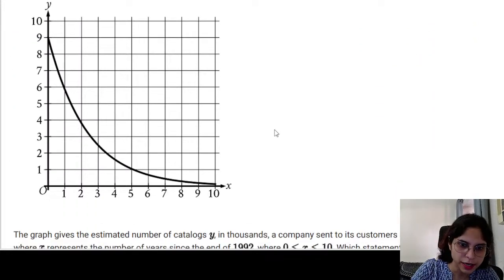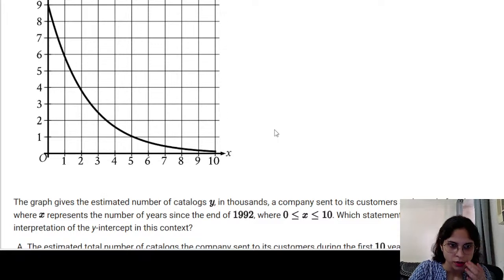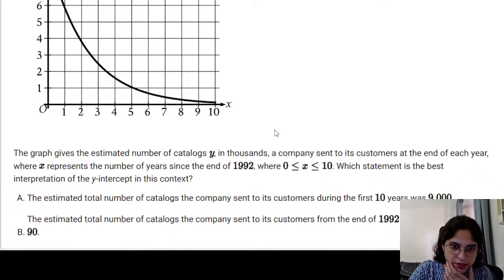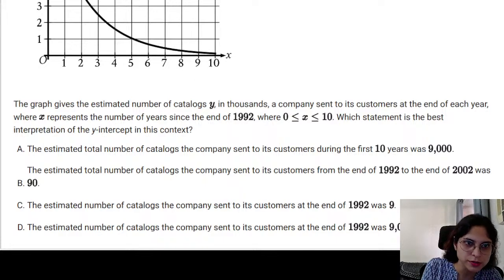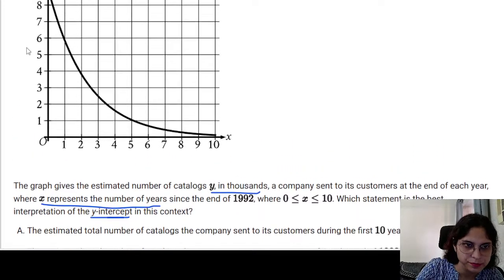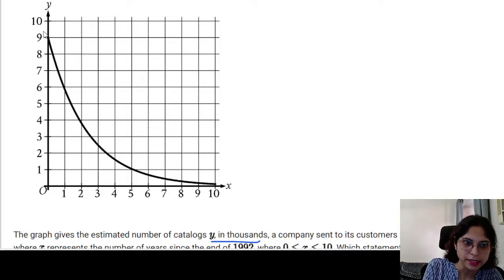Okay, the exponential graph is given. The graph gives the estimated number of catalogs y in thousands. So y is in thousands. That means all these numbers, for example, 1 represents 1000, 2 represents 2000, 3 represents 3000. x represents the number of years. Okay, fine. Which is the best interpretation of the y-intercept? So we have to see what the y-intercept is.